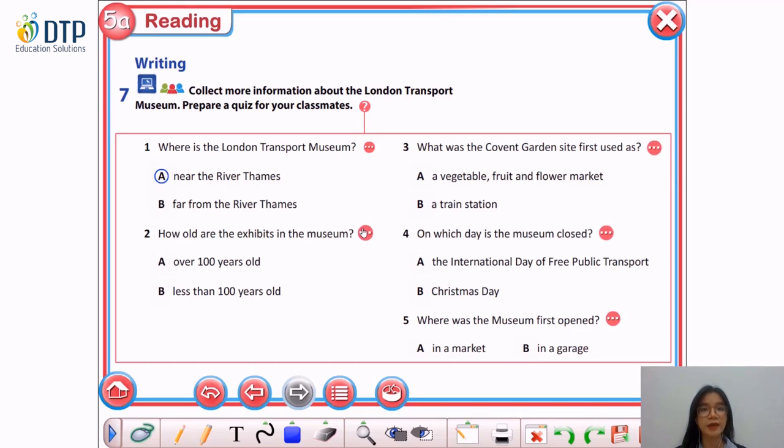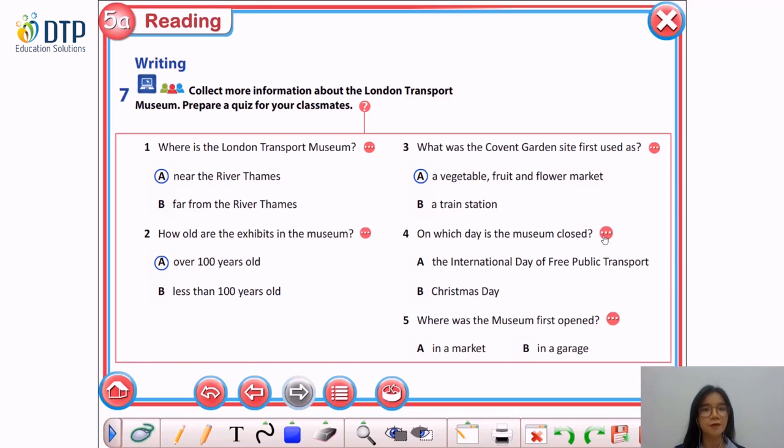Is it A as well? Amazing! Question 3. What do you think is the answer for this question? Is B the correct answer? I'm sorry, it should be A. Don't worry, let's move on to the next one.